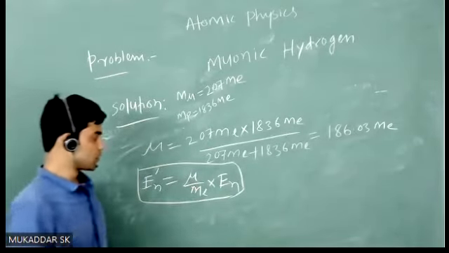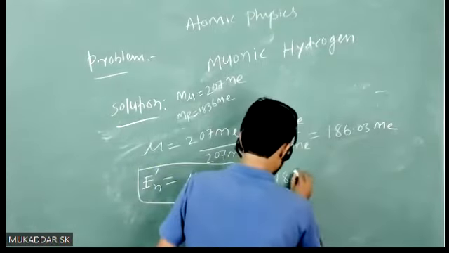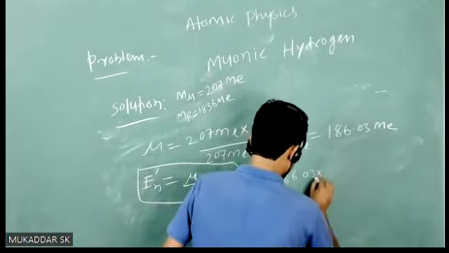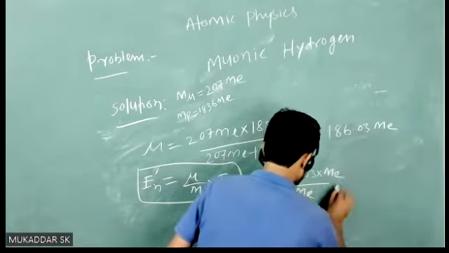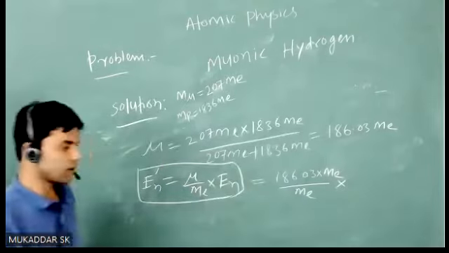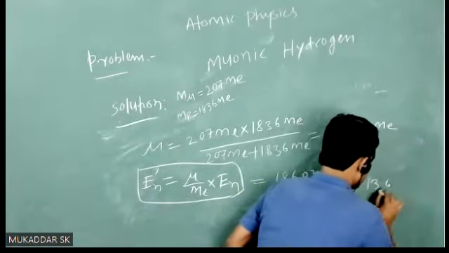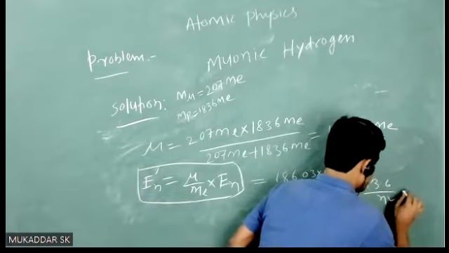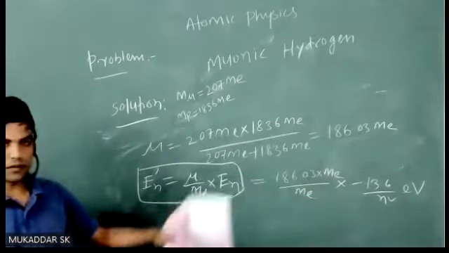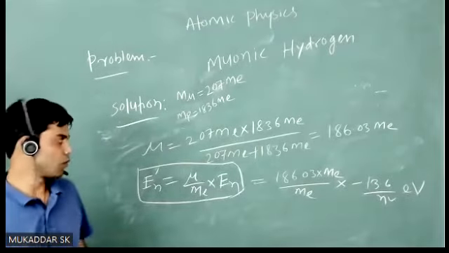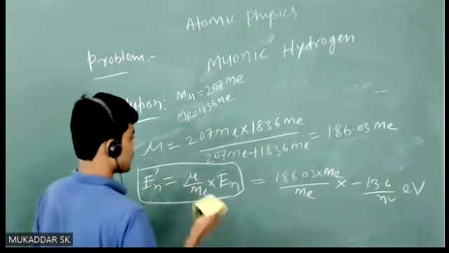Anyone? So it will be basically how much? It will be 186.03 into mass of electron divided by mass of electron into the energy of nth level of hydrogen. That was nothing but 13.6 divided by n square, and the unit obviously will be electron volt, and n is the principal quantum number. You people already know. Okay, can you proceed with the calculation?